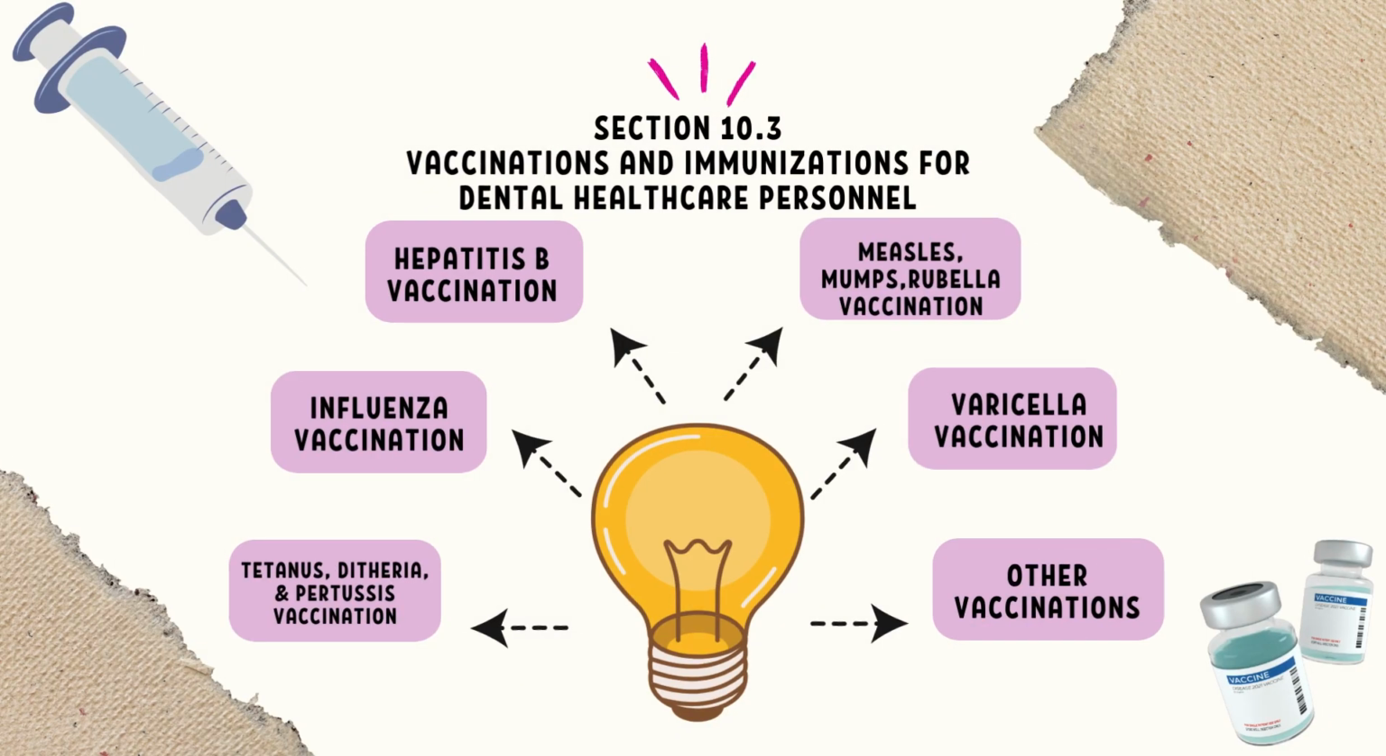Section 10.3, vaccinations and immunizations for dental healthcare personnel. So these must be followed. Hepatitis B vaccination, influenza vaccination, tetanus, diphtheria, and pertussis vaccination, measles, mumps, rubella vaccination, varicella vaccination, and other vaccinations must be complied with in order to have immunity for the personnel.